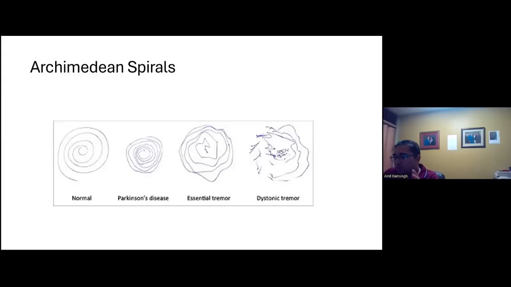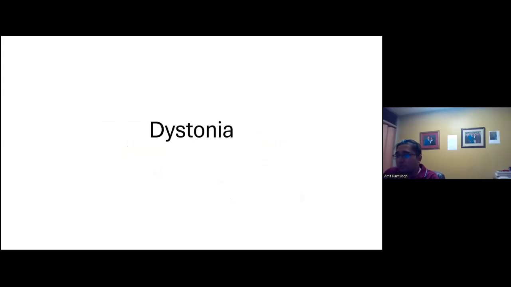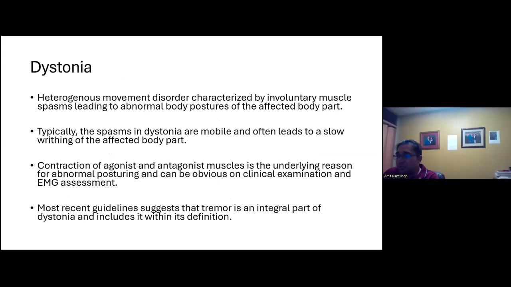So we have the control or the normal. Parkinson's disease, we see it's on the smaller side, micrographia. Benign essential tremor, as seen before, and a dystonic tremor. So with a dystonic tremor, we'll move on to dystonia. What is dystonia? It's a heterogeneous movement disorder characterized by involuntary muscle spasms leading to abnormal body postures. So typically, the spasms in dystonia are mobile and they lead to slow writhing parts of the affected body.